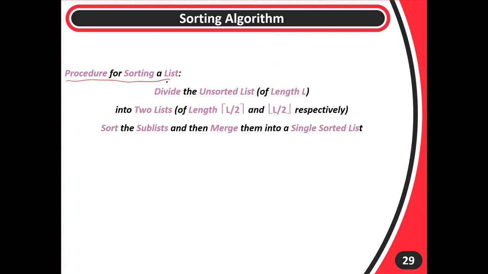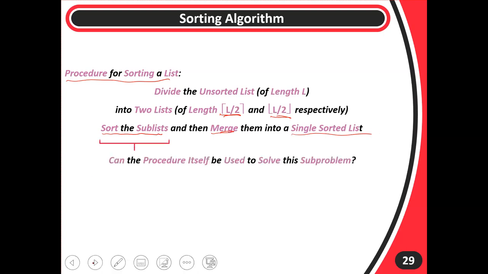We're going to divide the unsorted list into two smaller lists, roughly half the items each. And then we're going to sort these sublists and merge them into a single sorted list. So that's a broad overview of what we're going to do. However, in order to sort these sublists, we need some sort of sorting algorithm. Well, we can just use our original sorting algorithm, right? So we can just make another call to the same procedure. So this is a recursive sorting algorithm.